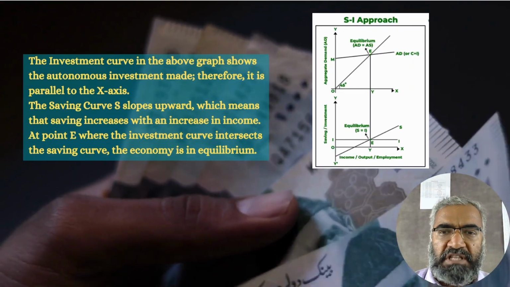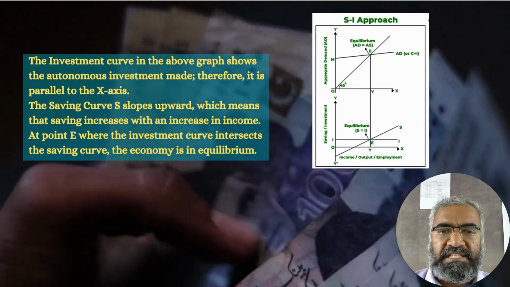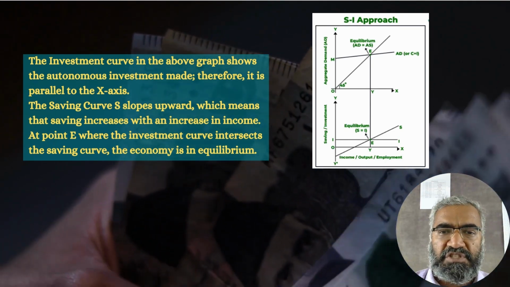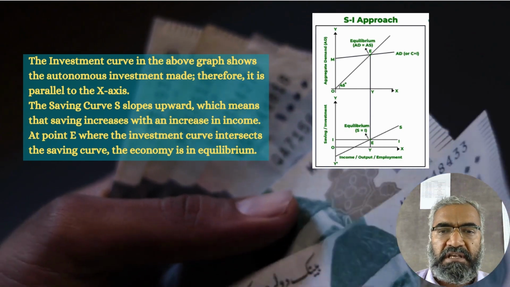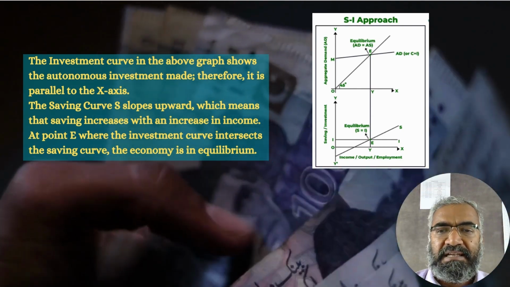The investment curve in the above graph shows that the autonomous investment is made, therefore it is parallel to the x-axis. The saving curve S slopes upward, which means that saving increases with an increase in income. At point E, where the investment curve intersects the saving curve, the economy is in equilibrium.